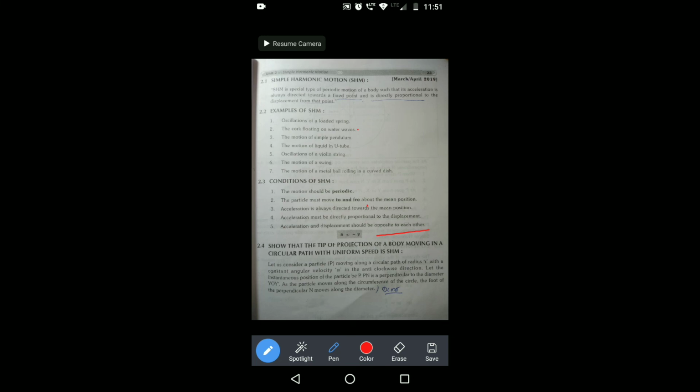Now here, a equals minus y. A is directly proportional to minus y. Because we can write this: force is directly proportional to minus x. Why is the force directly proportional to minus x? It is a simple pendulum, or acceleration is directly proportional to minus y.